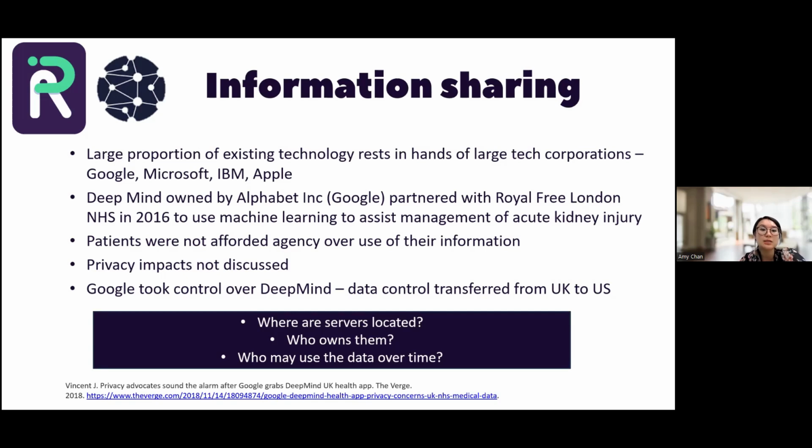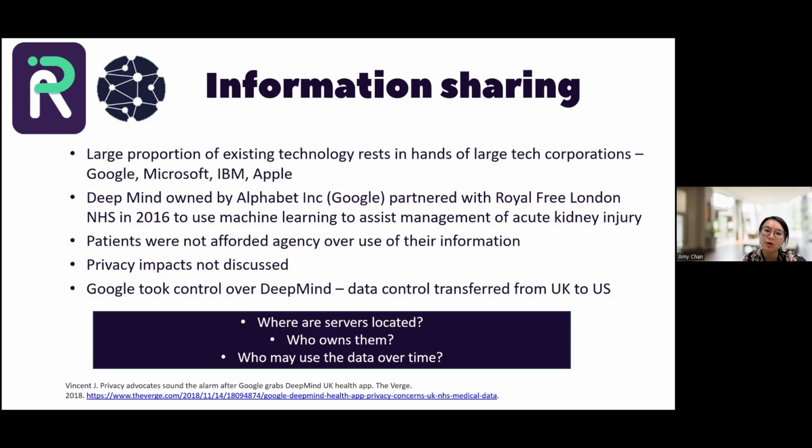The intent was good. They wanted to assist the management of acute kidney injury. But what happened is that when they looked into the case, a lot of patients weren't aware and they were not afforded any control or agency over the use of their health information. And the privacy impacts were not discussed. And what happened is, in the time, it was owned originally by Alphabet Inc.